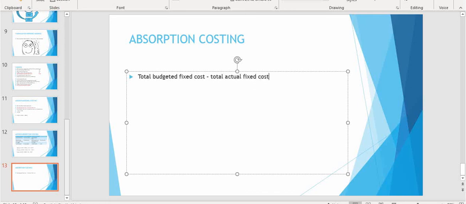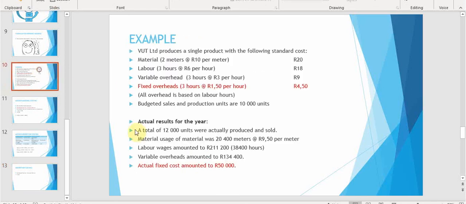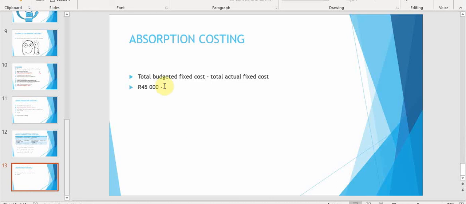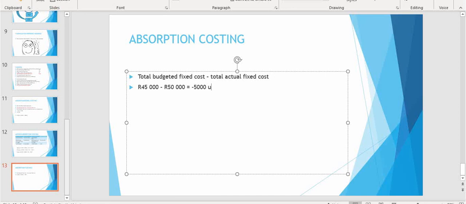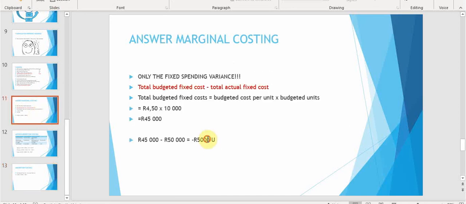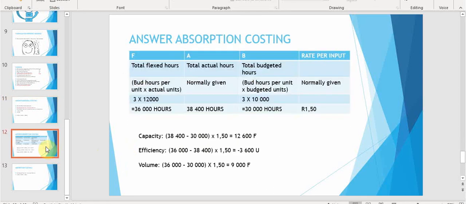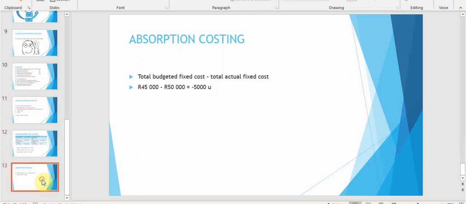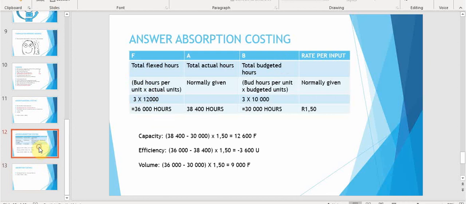I believe we calculated the budgeted fixed cost to be 45,000. The actual fixed cost was given as 50,000. And I remember we had a minus 5,000 unfavorable answer. And you will see it is the same under marginal costing. All right, so I just wanted to bring this to your attention. It's important to see what the different costing systems are. There is a shortcut for your capacity, efficiency, volume variance to calculate.